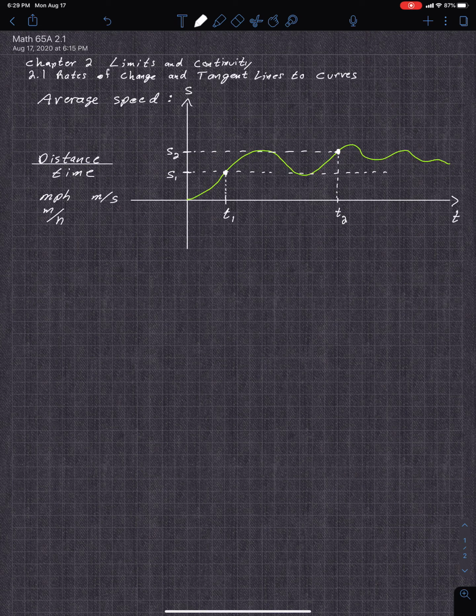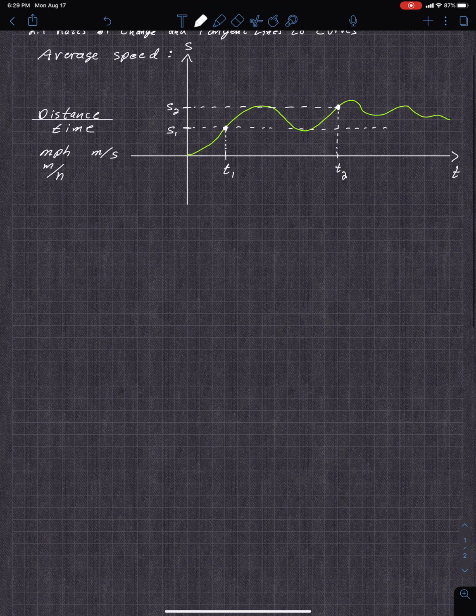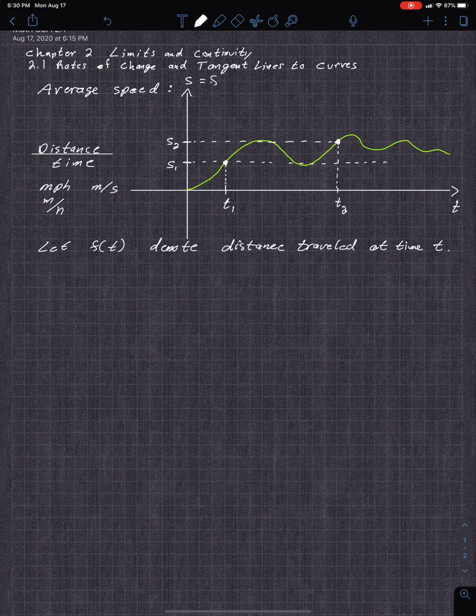So this is basically how we're going to define a rate of change. Let f of t denote the distance traveled at time t. That's your distance. So s is basically f of t, and we can call this up here f of t if you'd like.